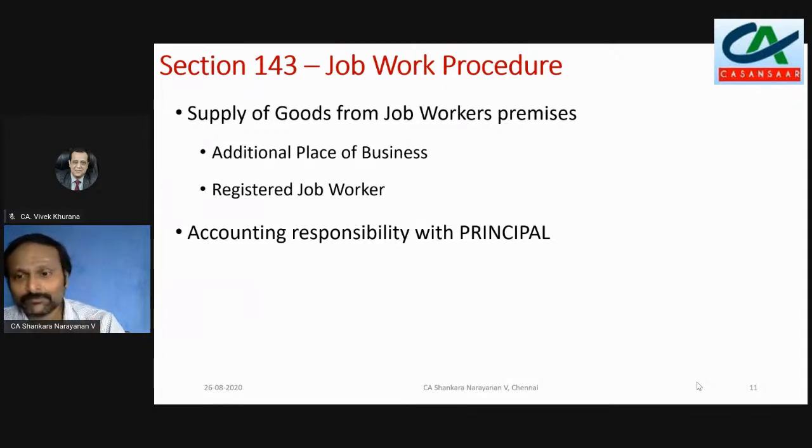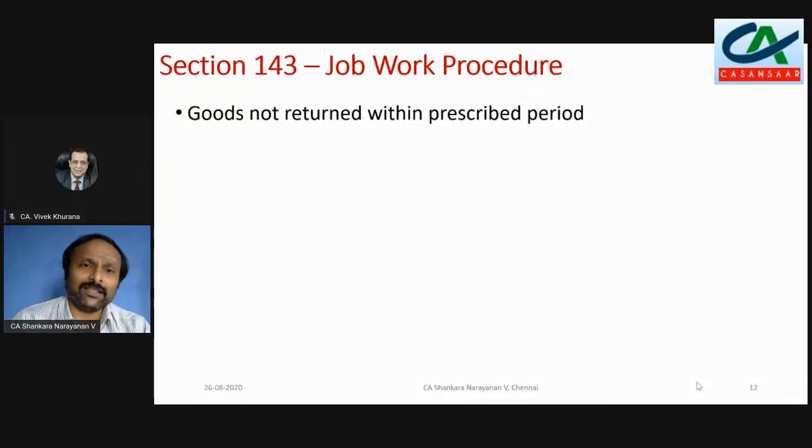Moving further, the accounting responsibility of the goods and the movement of the goods lies squarely with the principal. Rule 56, read with Sections 35 and 36, clearly clarifies that who's in charge of the goods, who's the one who's responsible for the goods, who's answerable for the material movement. Everything is on the head of the principal. The principal shall take that responsibility completely.